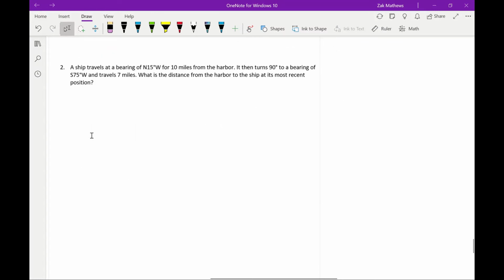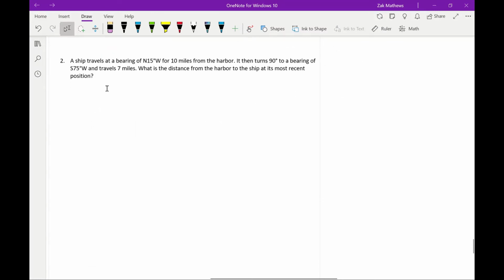Let's take a look at number 2. A ship travels at a bearing of north 15 degrees west for 10 miles from the harbor, then turns 90 degrees to a bearing of south 75 degrees west and travels for 7 miles. What is the distance from the harbor to the ship at its most recent position?